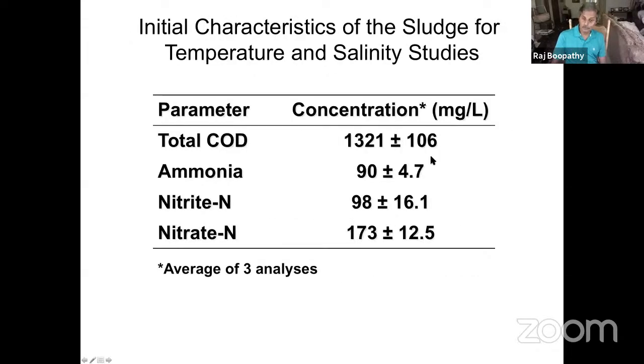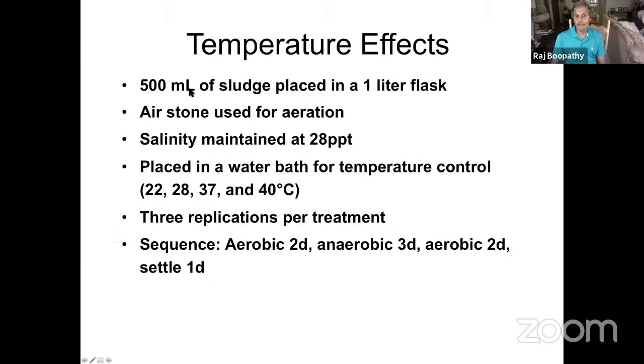So again, we went through optimizing the same system in a small scale reactor. It's only a 500 ml reactor in a 1 liter flask, a small reactor. But we operated at different temperatures. We kept the salinity constant and did 3 reactors for treatment. This is our sequence based on our previous study: 2 days aerobic, 3 days anaerobic, and 2 days aerobic, 1 day to settle. So total operation of 7 days for 1 cycle.